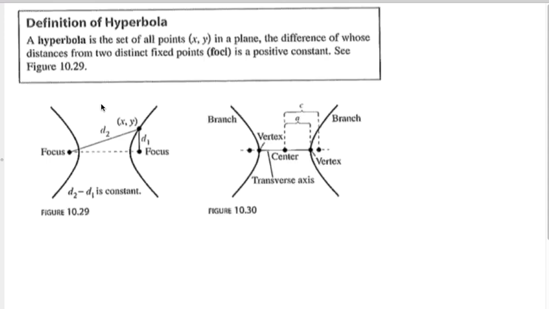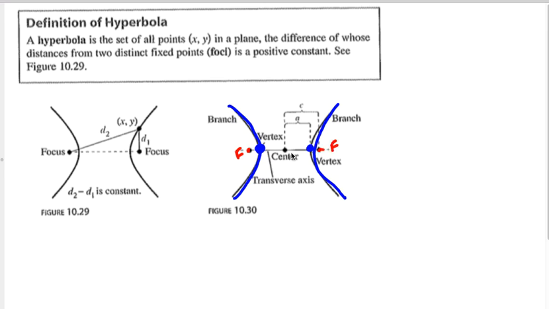All right, so first thing, the definition of a hyperbola is the set of all points in the xy plane, the difference of whose distances between two fixed points, focus 1 and focus 2, or foci, is a positive constant. So d1 minus d2 is a positive constant. Some terminology: we call these arms branches. The branch goes through the vertex, which is here and here, and then the foci are going to be here and here.